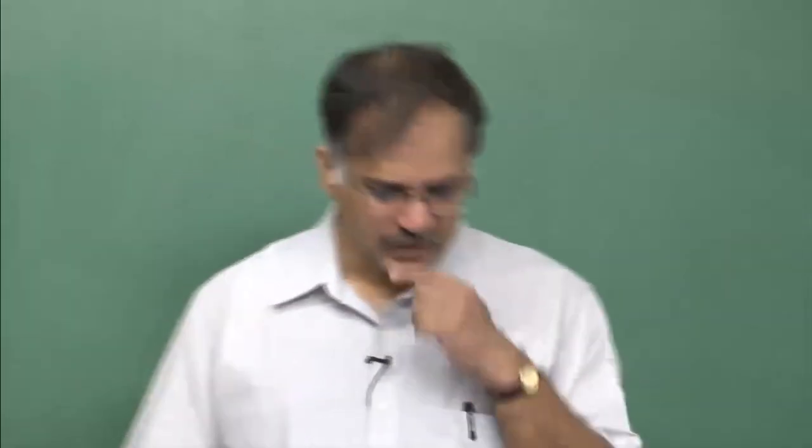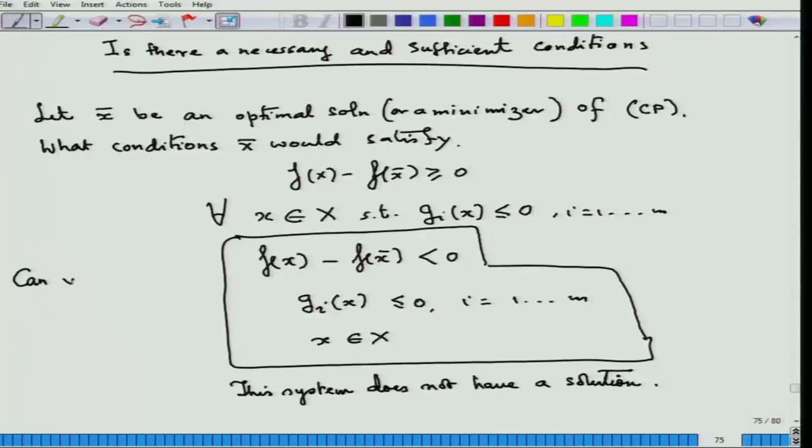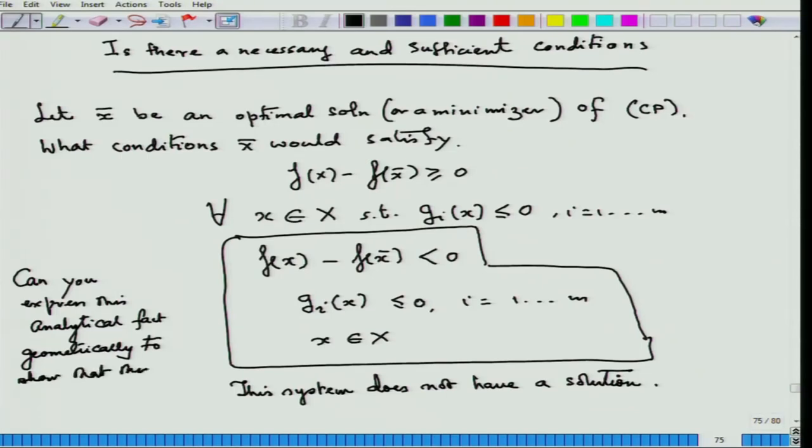So, instead of going into the details, I want you to figure out, can you express this analytical fact geometrically? It will be a very good exercise to show that this is equivalent to the fact that two convex sets have empty intersection. Basically, you have to find those convex sets.